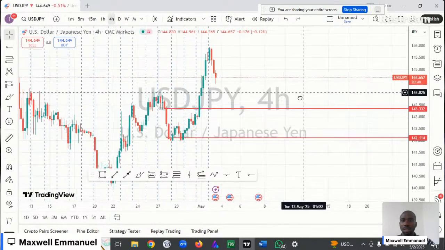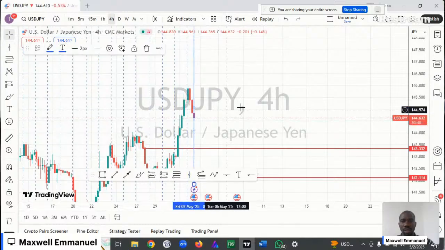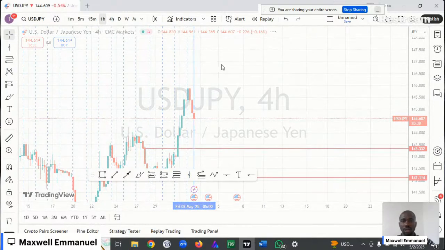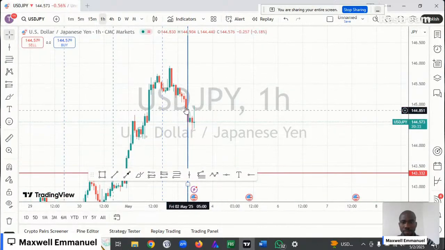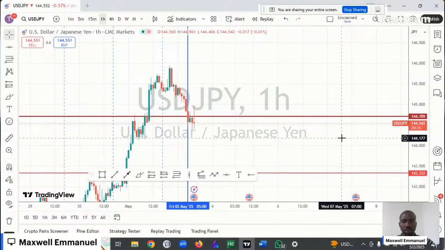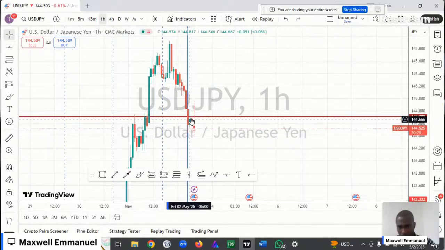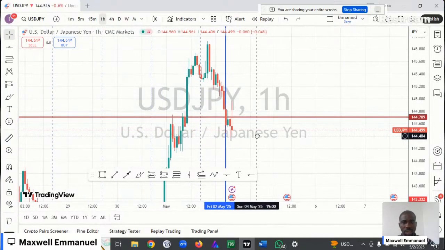Start with the 4-hour time frame. Look for buys on USDJPY. Now see the 1 hour. You wait for a 1 hour candle to close above this high. If a bullish 1 hour candle closes above this high, you could look for buys on USDJPY.